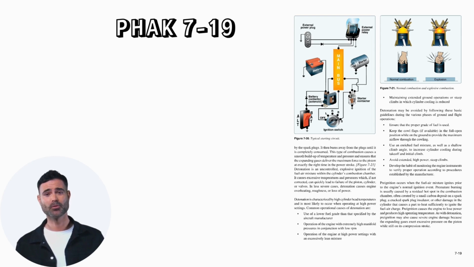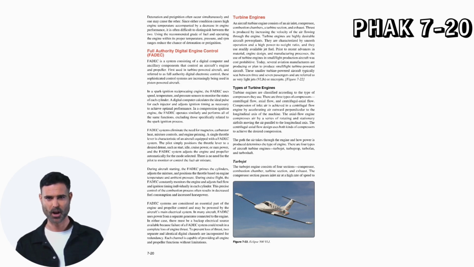Pre-ignition causes the engine to lose power and produces high operating temperature. As with detonation, pre-ignition may also cause severe engine damage because the expanding gases exert excessive pressure on the piston while still on its compression stroke. Detonation and pre-ignition often occur simultaneously, and one may cause the other. Since either condition causes high engine temperature accompanied by a decrease in engine performance, it is often difficult to distinguish between the two. Using the recommended grade of fuel and operating the engine within its proper temperature, pressure, and RPM ranges reduce the chance of detonation or pre-ignition.